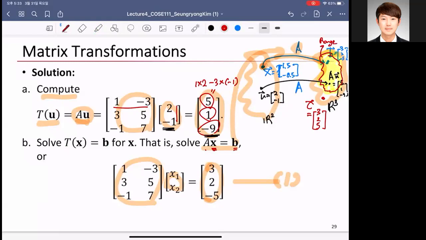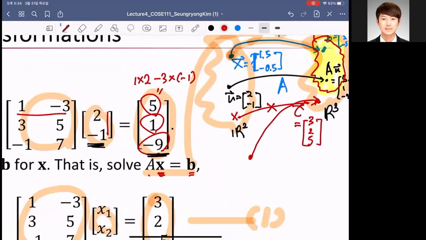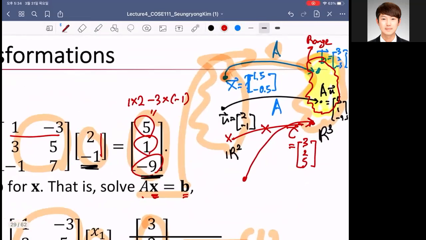Range of T or matrix A. Okay, so C is outside of the range in this case. In other words, Ax equals C does not have any solution. So it means that there are no mapping values that make Ax equals C. So C is outside of the range, outside of the domain. So there's no possible X that can be transformed to C by matrix A. So this is a way to understand your transformation, the matrix transformation Ax.